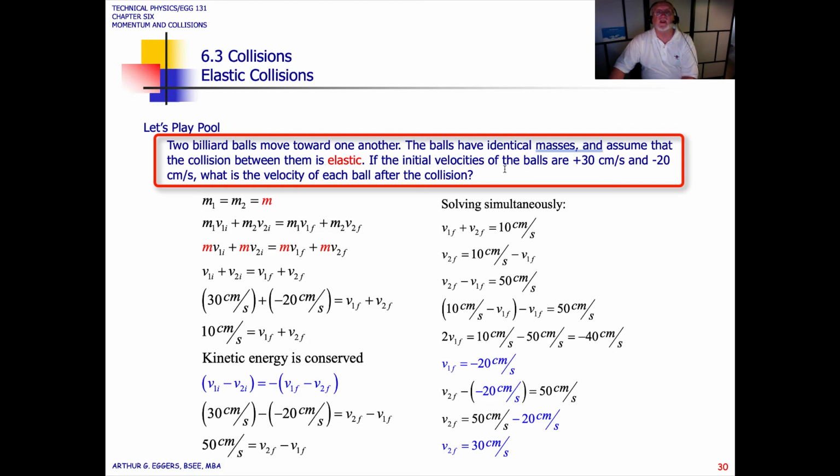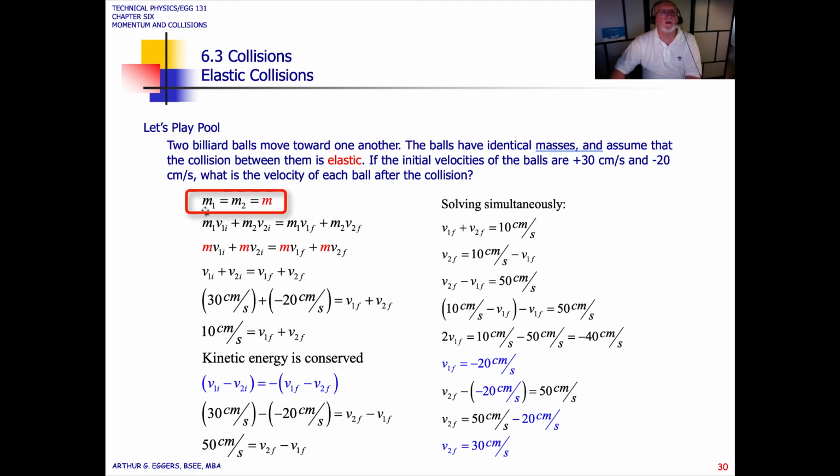If the initial velocities of the balls are 30 centimeters per second and minus 20 centimeters per second, what is the velocity of each ball after the collision? Okay, this is quite an involved problem, because we're going to go through and solve as far as we can. Then we're going to have to do some simultaneous equations.